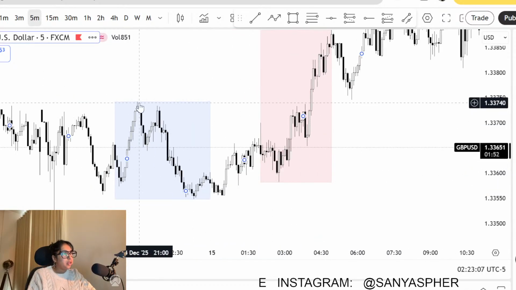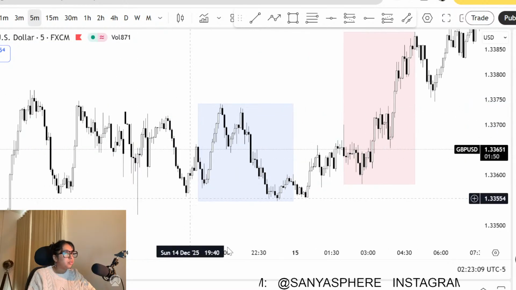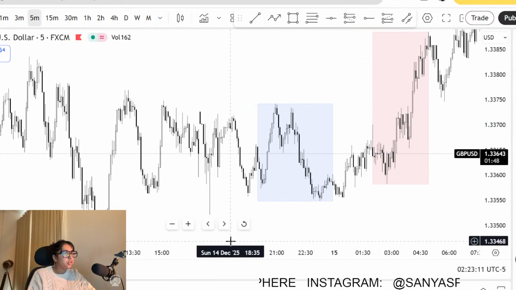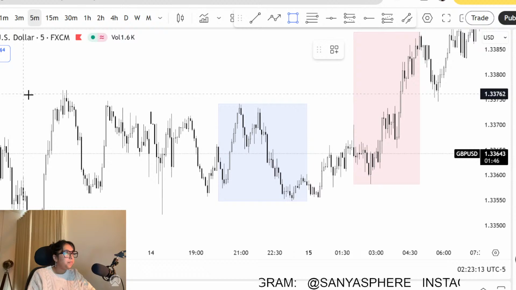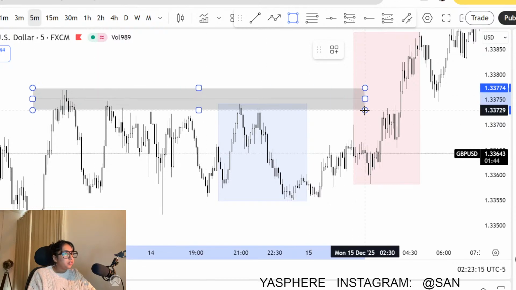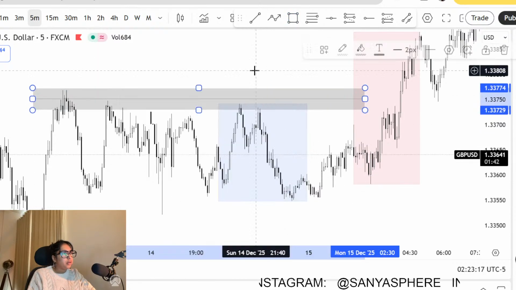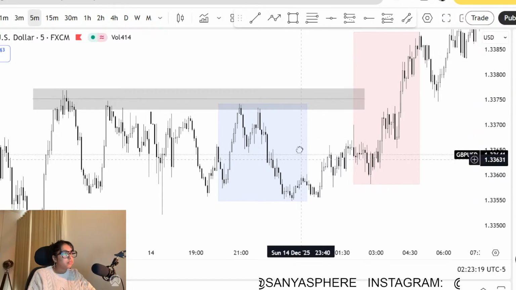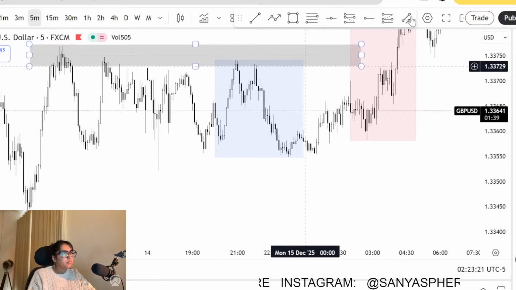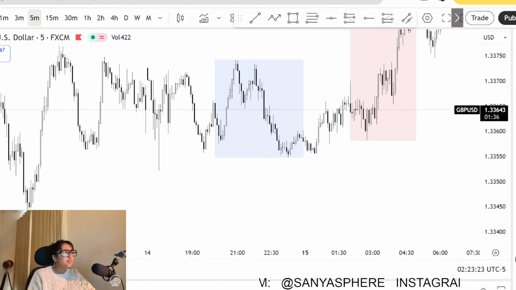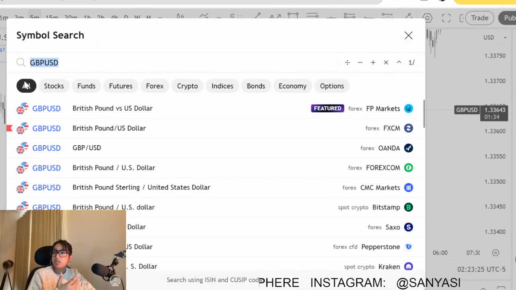Again, here we had relative equal lows. Even if you see this range and GBPUSD, this range of ours, how good the liquidity was here. Again, if you see GBPUSD and EURUSD, they work similarly.